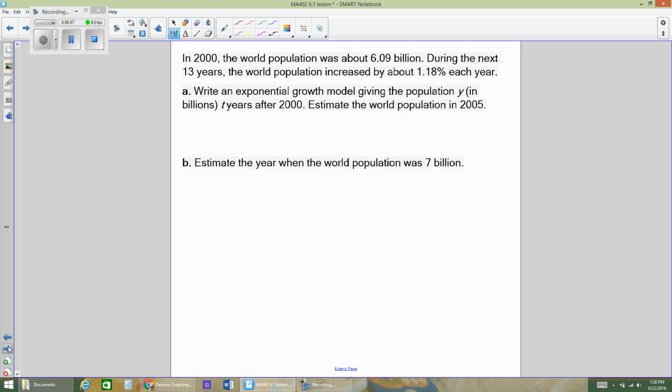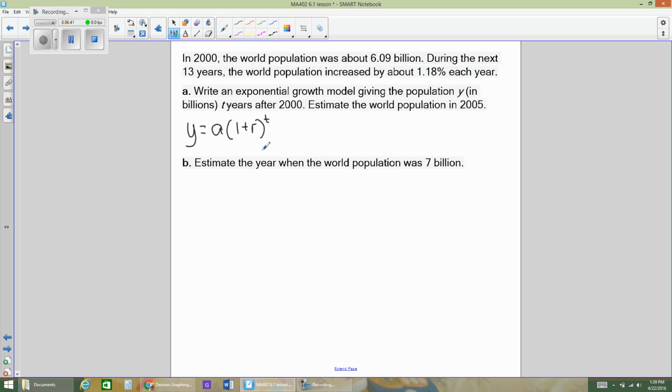Okay, let's try another one. It says in 2000 the world population was about 6.09 billion. During the next 13 years, the population increased by 1.18% each year. Write a growth model giving the population y in billions t years after the year 2000, and then estimate the population. Okay, so remember growth is y equals the initial amount times the quantity of 1 plus the rate to the time. That's our growth function.